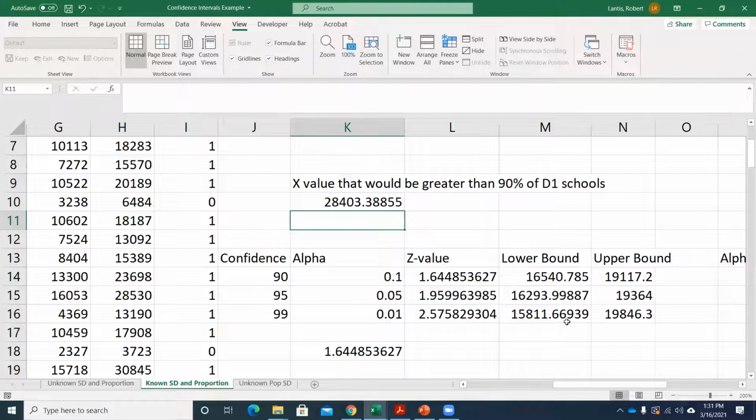And I could do this for other values too. If someone comes to me and asks, is the true population enrollment for D1 schools 17,000? Well, at high levels of confidence, that's very possible. It's one of the values that's in all of my confidence intervals.